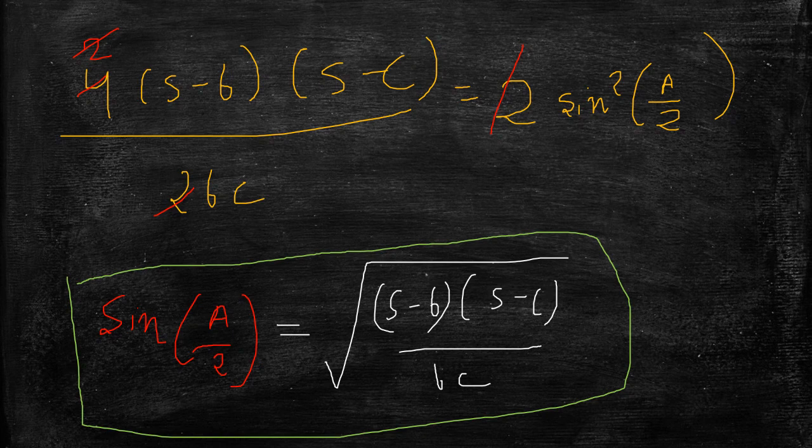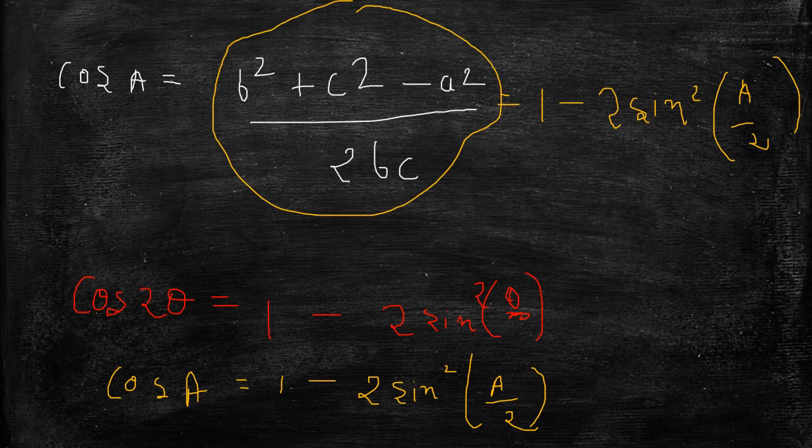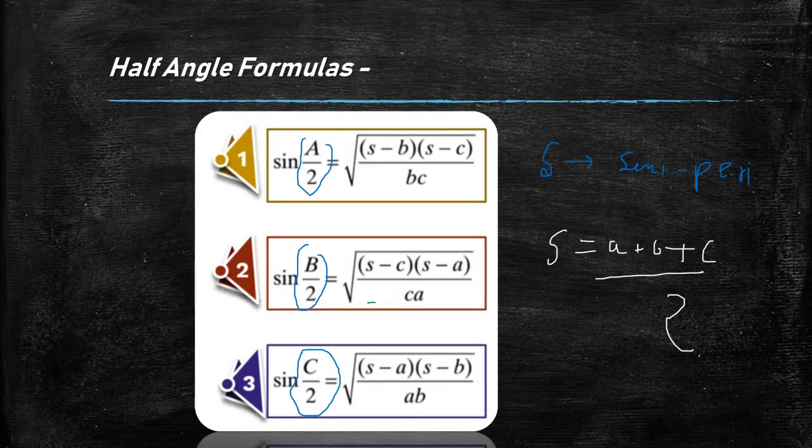Similarly, I will get sin B/2 and sin C/2 by applying the cosine rule and this method for cos B and cos C. So I get sin of angle A/2 is this, sin of angle B/2 is this, and sin of angle C/2 is this.